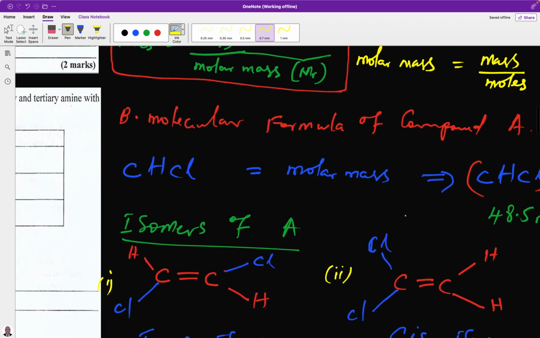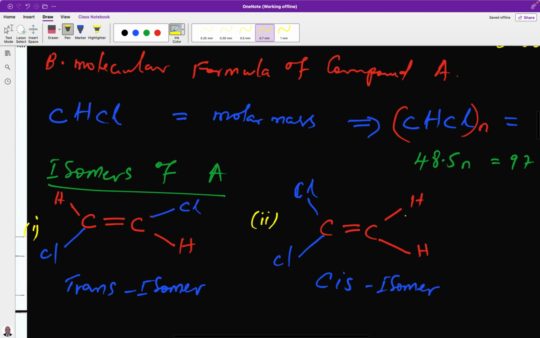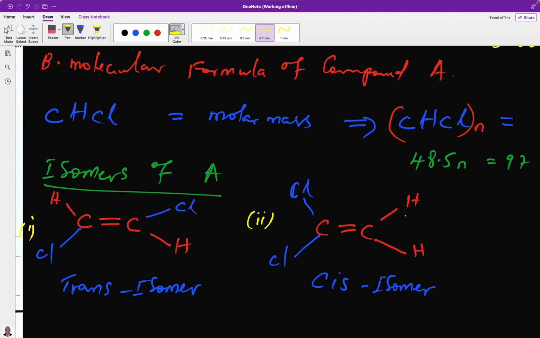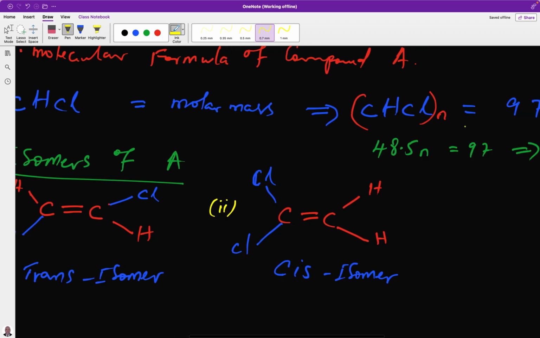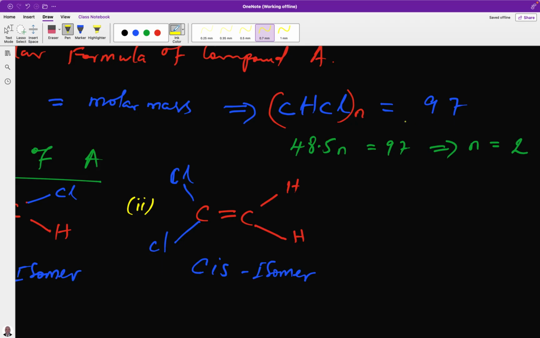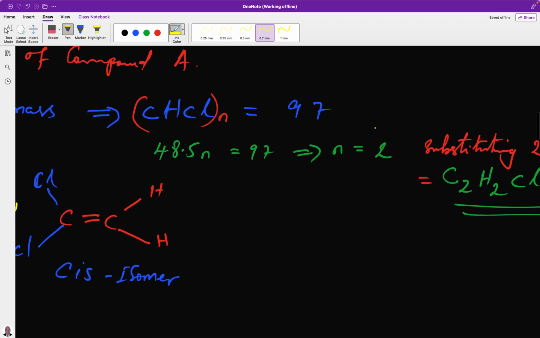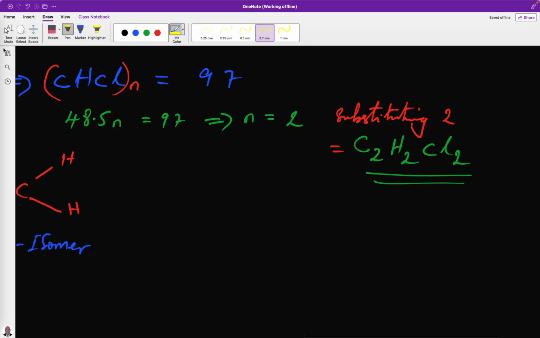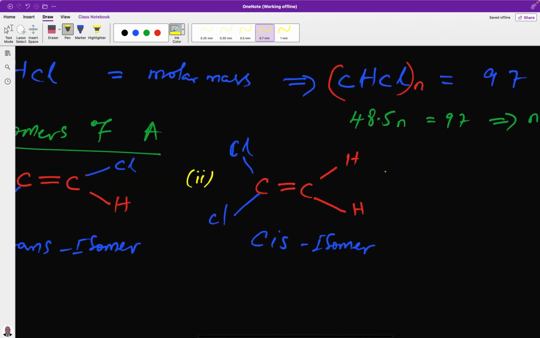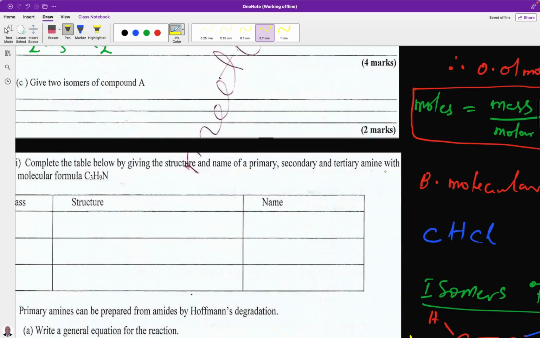We are told to look for the molecular formula of A. When you add all the relative atomic masses of all the elements present in the compound, you will have the molar mass. But this is an empirical formula, so we need to multiply it by a certain factor that will give the molar mass. The factor is n. When we solve for n, we see that n is equal to 2. If we substitute n in this formula, the formula mass will be C2H2Cl2. That will be the formula mass of the compound.